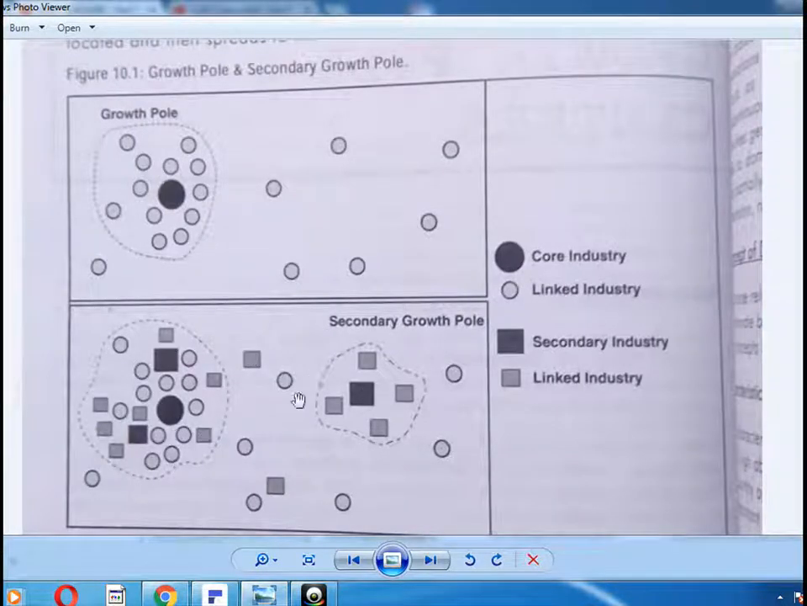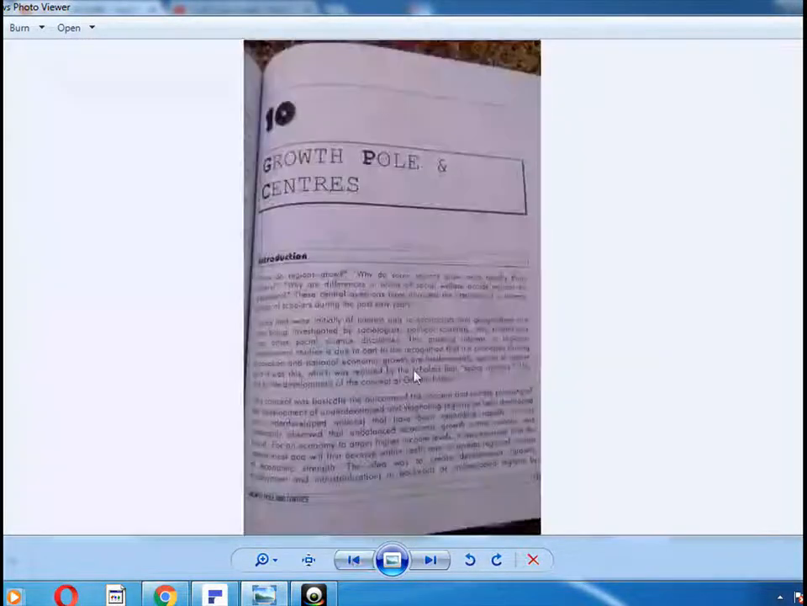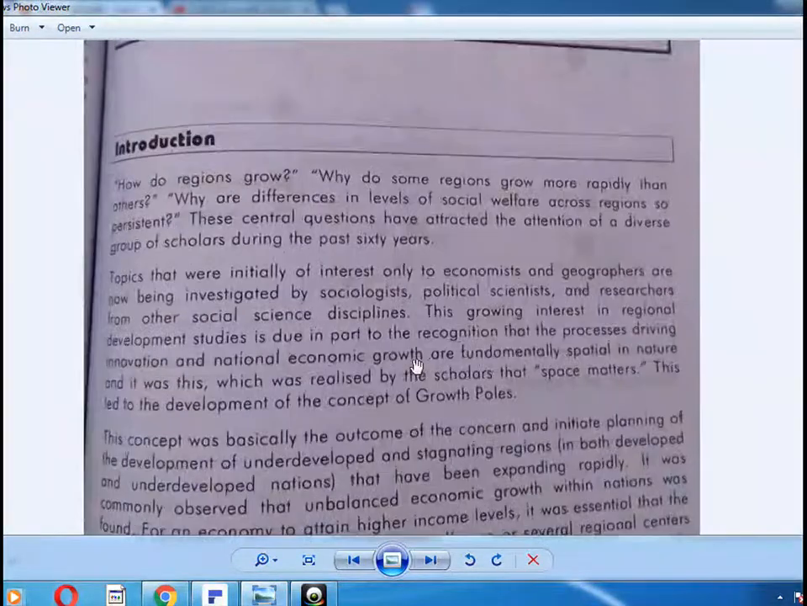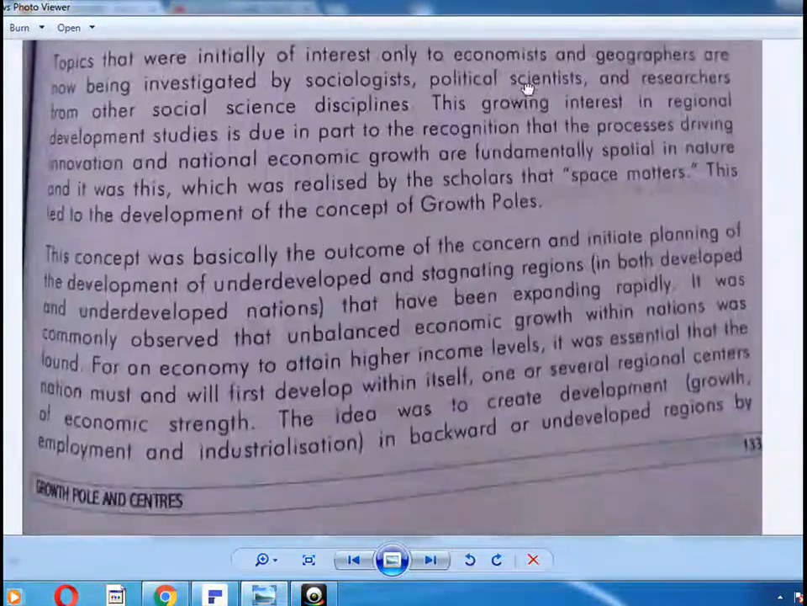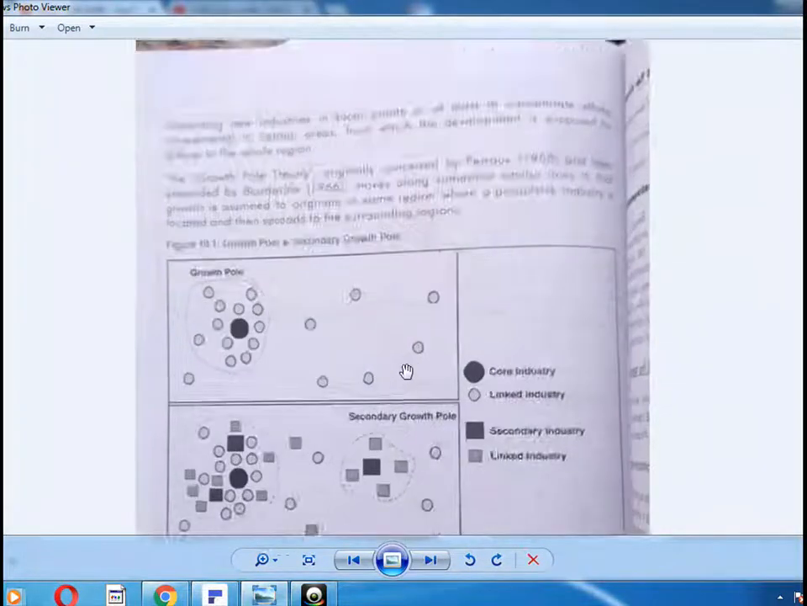Here it is the growth pole and here it is the secondary growth pole. Here secondary industry and linked industry. Okay, so here mainly the core area, and linked industry with secondary industry and linked industry. So it has now come to here, and another growth pole now occurs. So this is the important thing. Okay, so you can see it. So it is our growth pole, a simple concept.